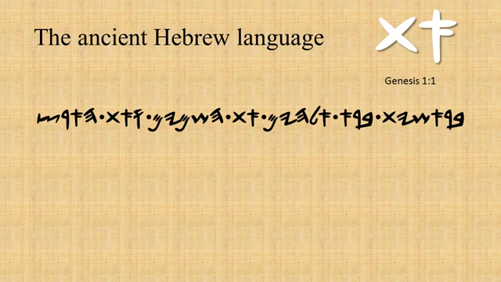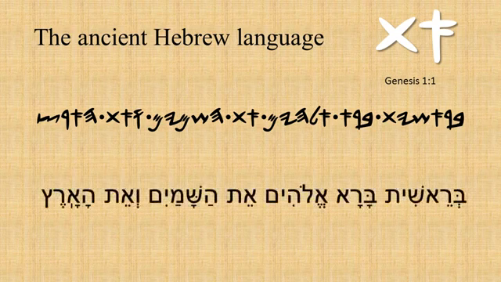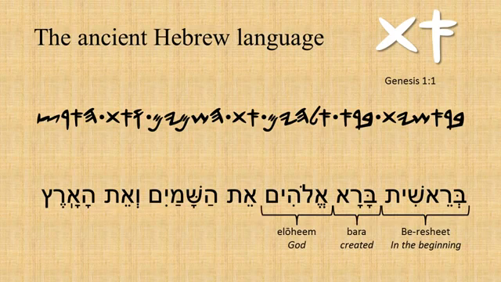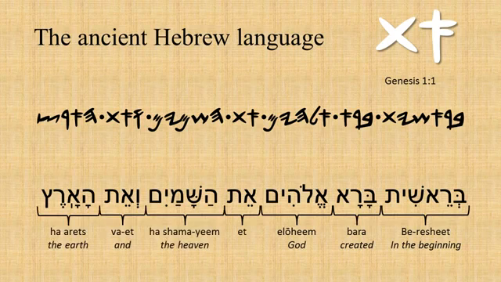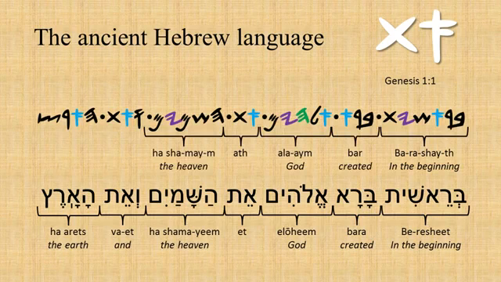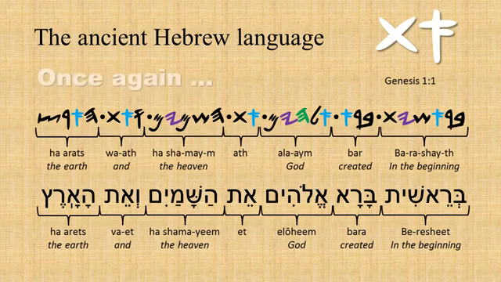For comparison, let's pull up the pointed Masoretic Hebrew version of this text and let's see how it is read in the Tiberian dialect. After this, I will read it in the ancient dialect and script so we can hear the difference between the two. Bereshit bara Elohim et hashamayim ve'et haaretz. Barasheth bar alaim ath hashamayim wa'ath haaretz.